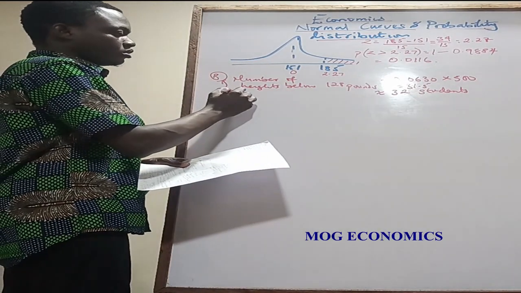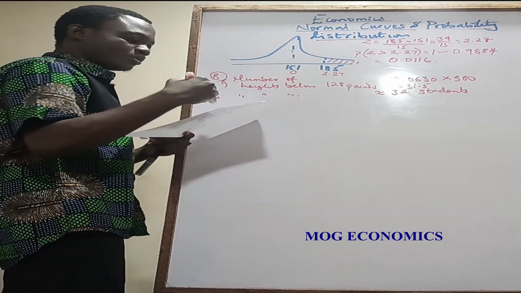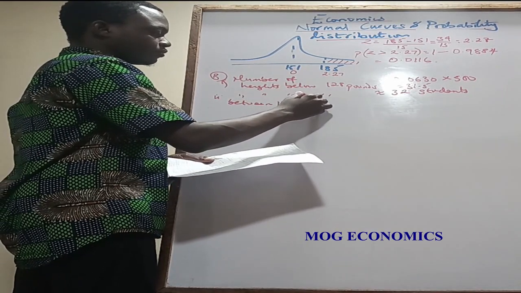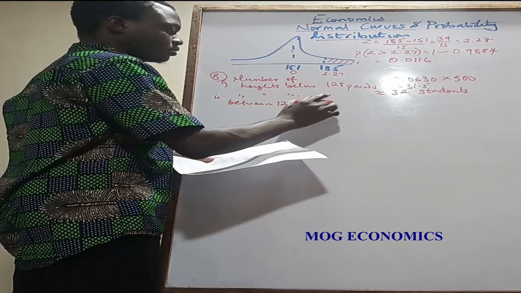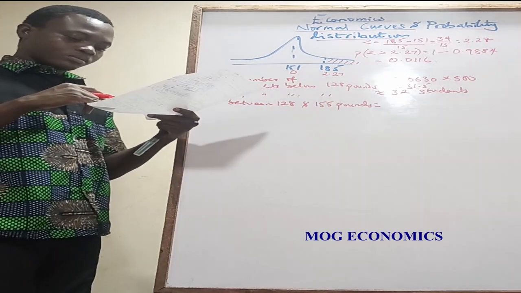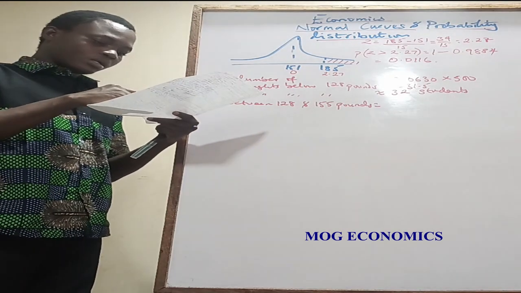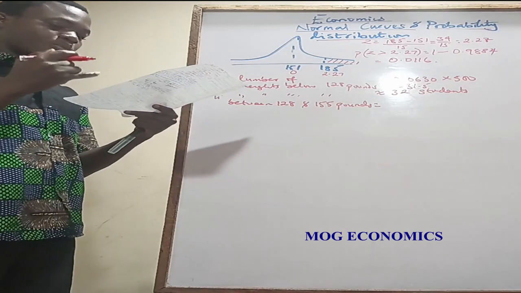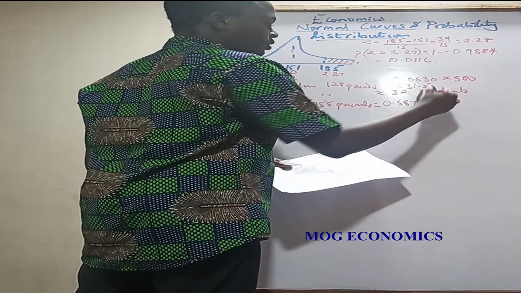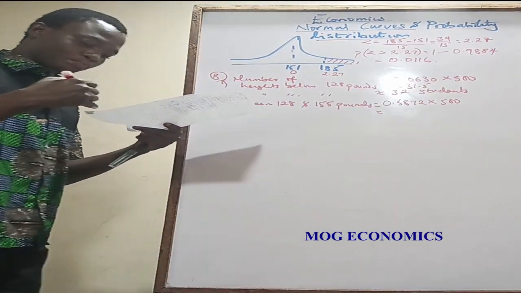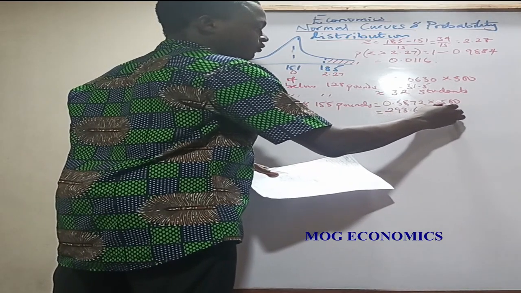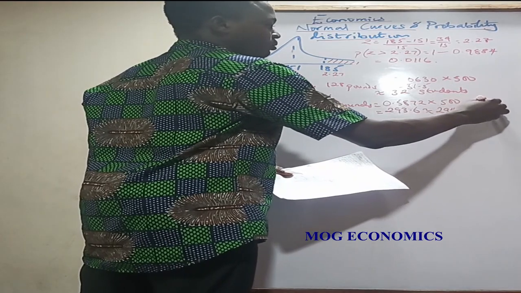How about the next one? The number of heights between 128 and 155 pounds. What's the probability for that? We got 0.5872. Just multiply this also by 500, and we get 293.6, which is approximately 294, because we are talking about human beings, so we need to approximate to whole numbers.